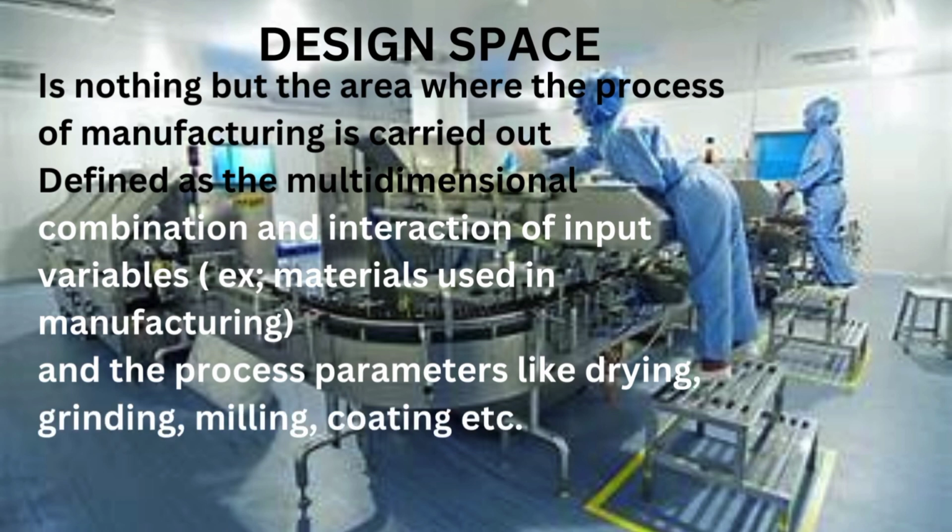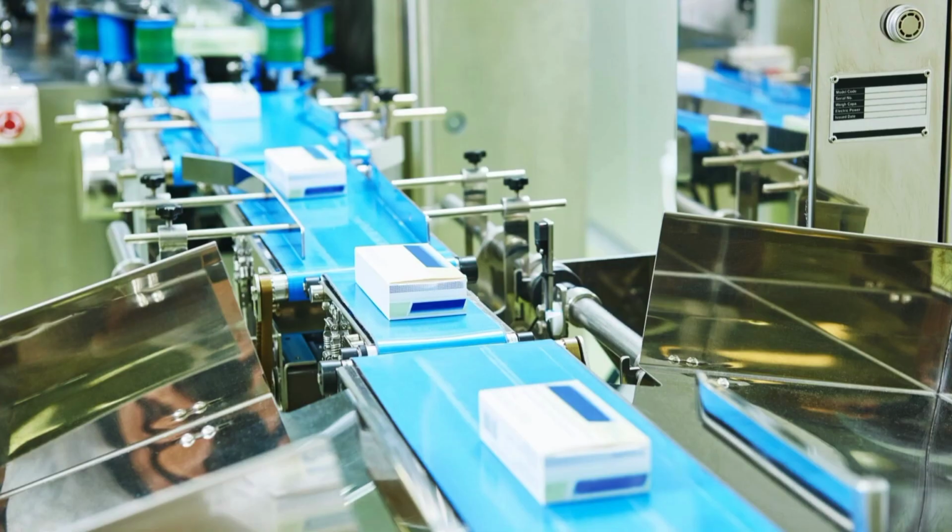Design space is the space where the manufacturing process is carried out, and in that place we combine the input variables, meaning the raw materials and other things employed in the process of manufacturing, and the process parameters, like drying, milling, grinding, coating, etc. All those things used in the manufacturing process happen in the design space only, where the manufacturing process is carried out.